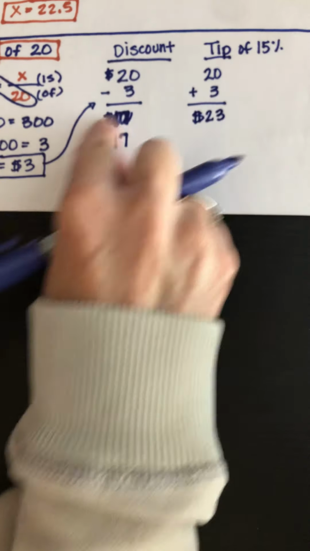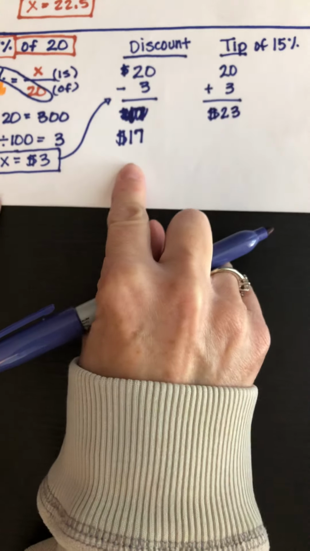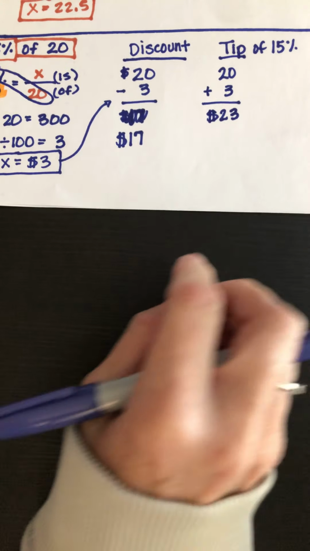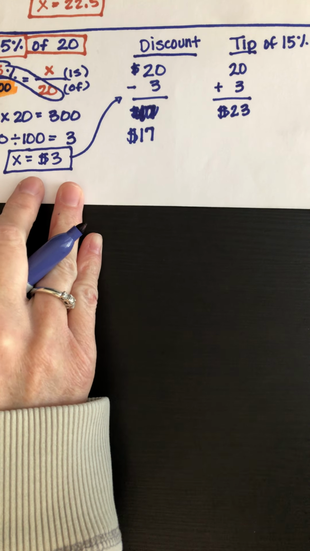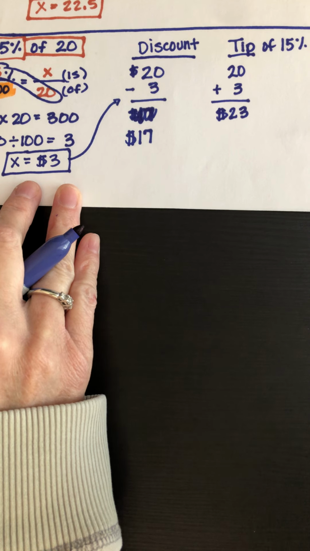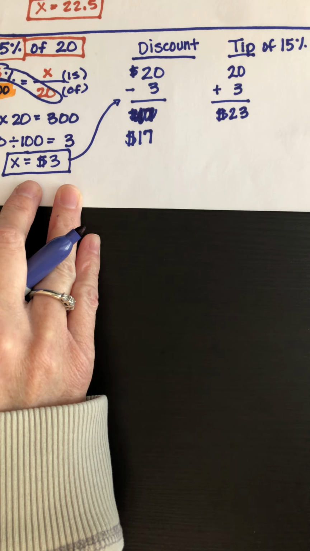So you can use this way of finding out how to save money on a shirt or add money to a tip. There's lots of ways you can use this in real life. So go ahead, and when you're finished with your notes, you're going to go ahead and work on today's assignment. And again, you will have some decimal answers in your answers, and that's okay.